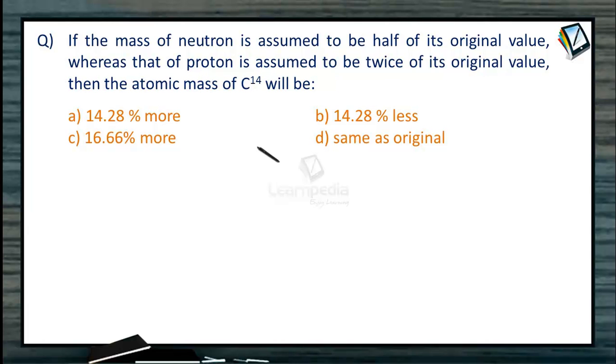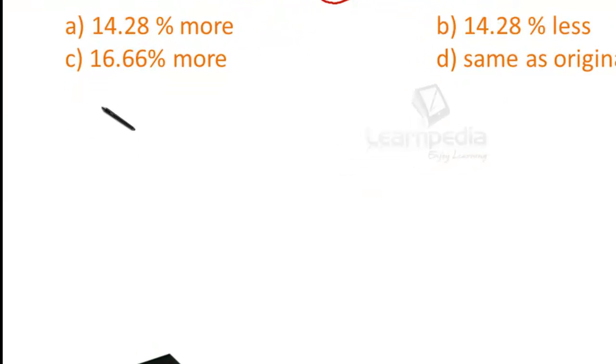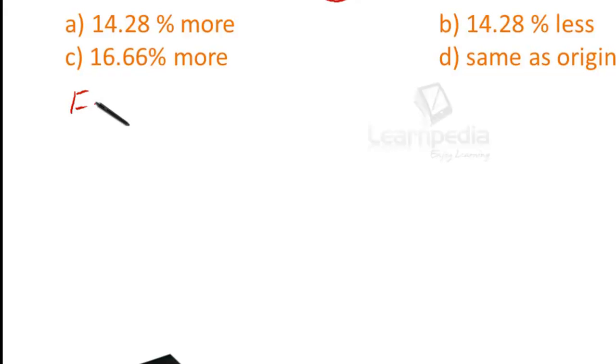If the mass of a neutron is assumed to be half of its original value and that of a proton is assumed to be twice its original value, we need to find out the atomic mass of this carbon-14. Remember one thing: the various fundamental particles present in an atom are the electrons, protons and neutrons.